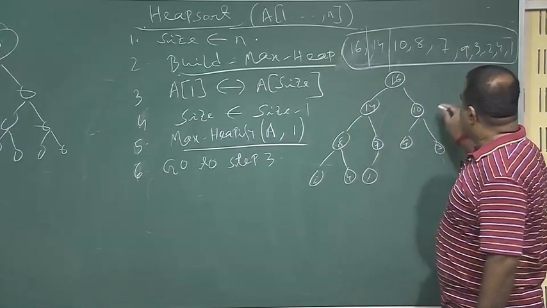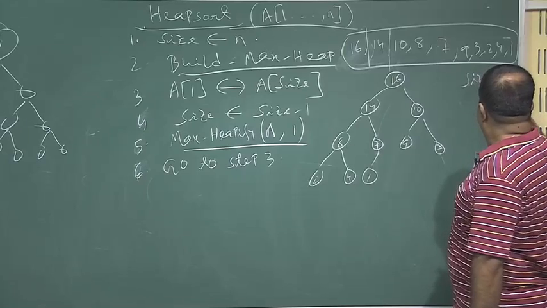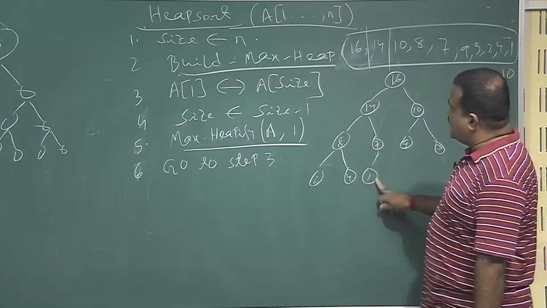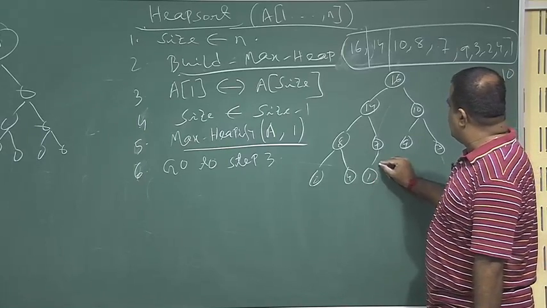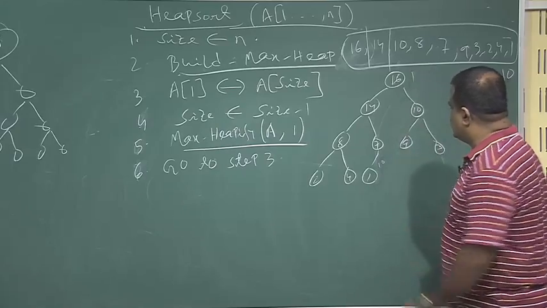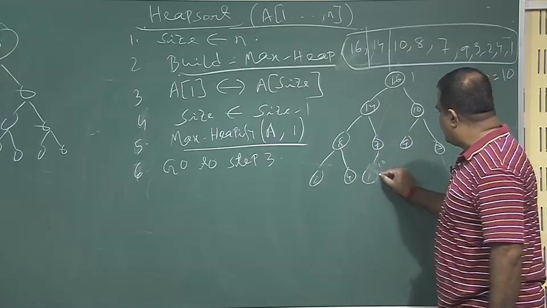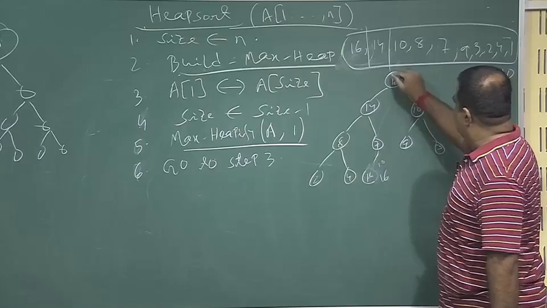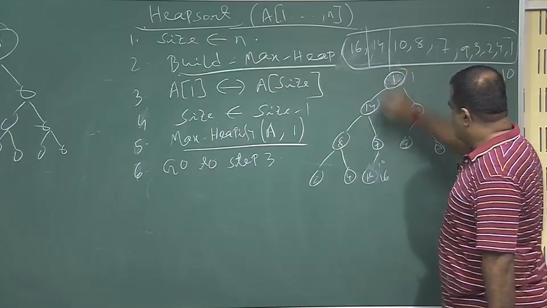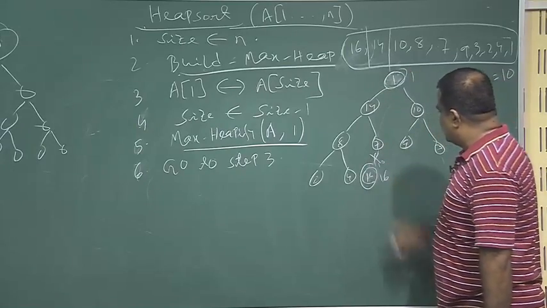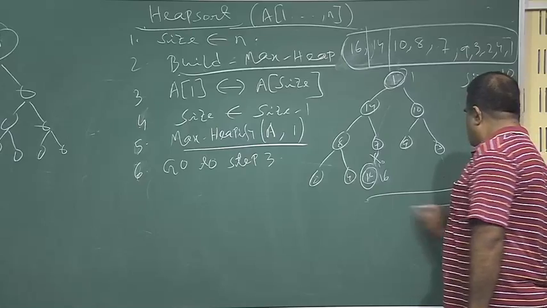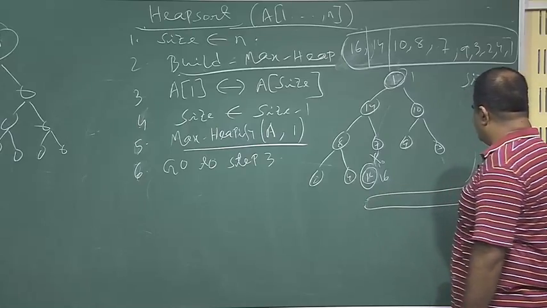Now, what we do? Our size here is 10. We exchange this, A10, with the first element. So, 16 will be coming here, and 1 will be going here. So, this is now 1. Okay. Now, we discard this link. So, 16 is in the correct position, as we discussed.